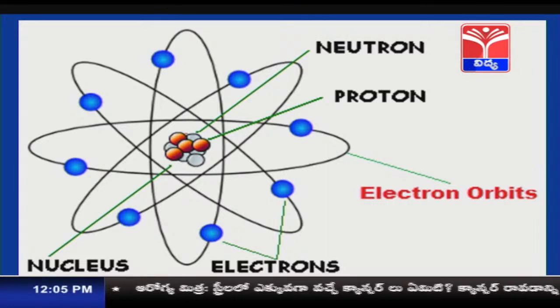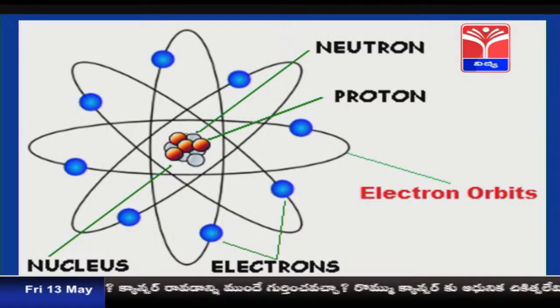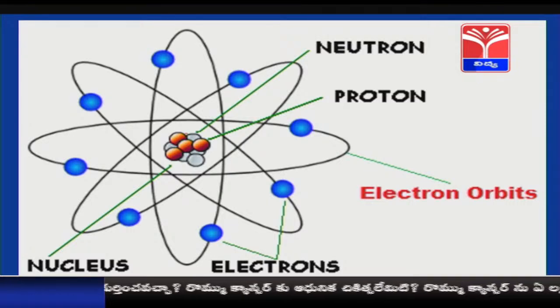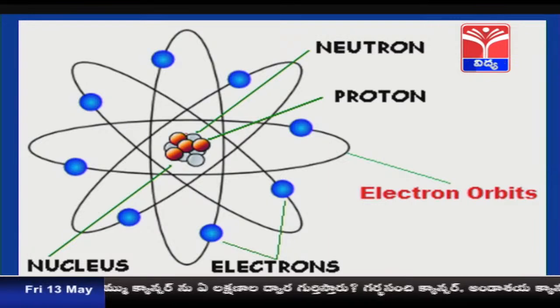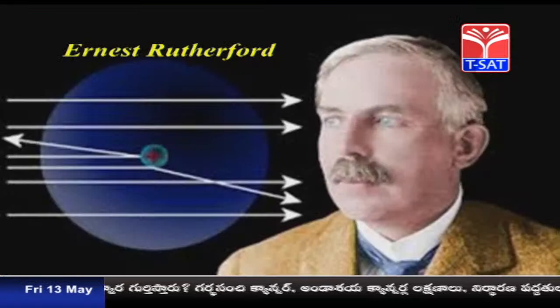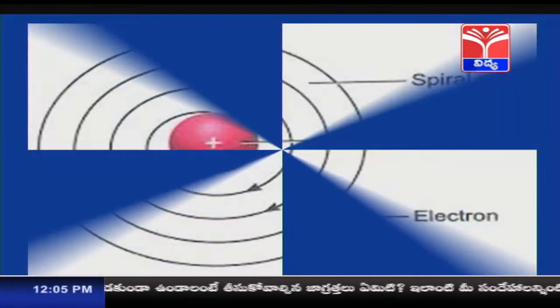See children, the atom is very minute, we can't even see it with our naked eye, and he compared the atom with the solar system. That is why the Rutherford atomic model is called the planetary atomic model. But Rutherford could not explain all the properties of the atom, mainly he failed to explain the stability of the atom and the line spectrum of the atom.